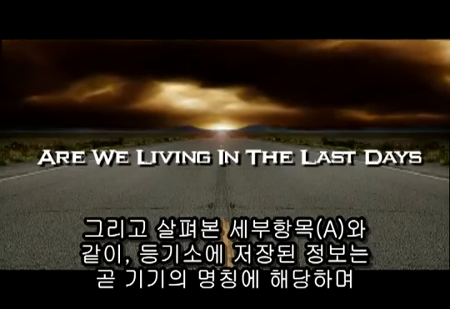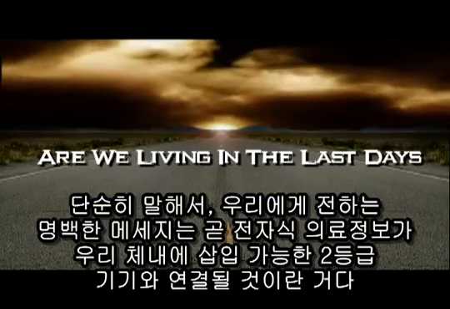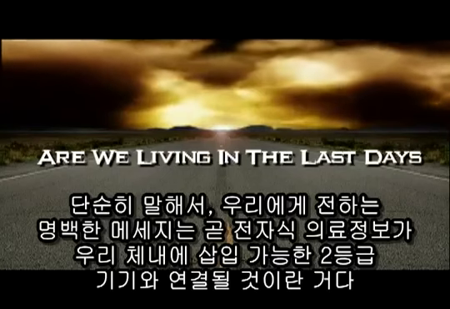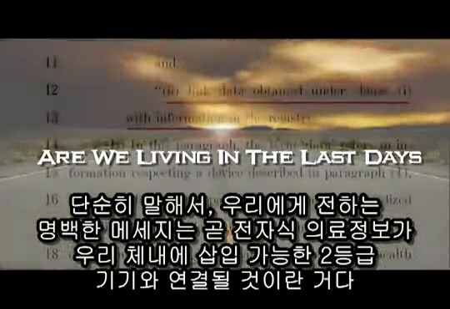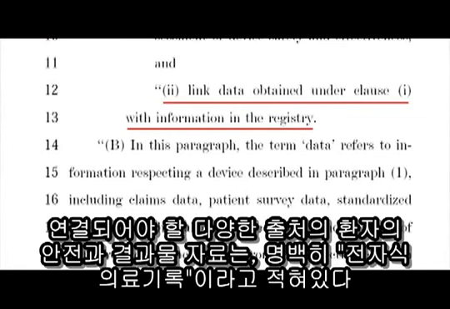In plain speak, we are in a very clear way being told here that our electronic medical records are going to be linked to a Class 2 implantable device. Continuing a few lines down in this same section, section B, subsection II, still on page 1002, the patient safety and outcomes data from multiple sources that is to be linked is clearly spelled out as electronic medical records.